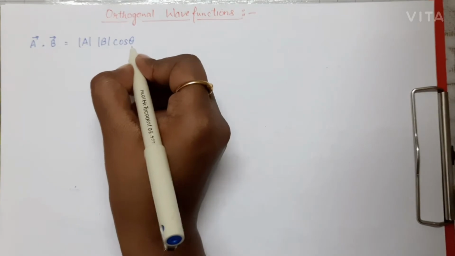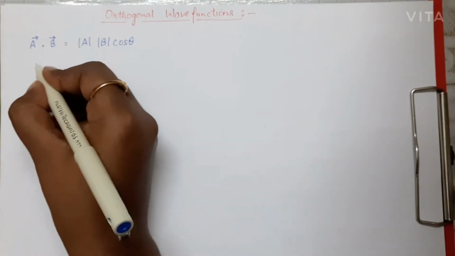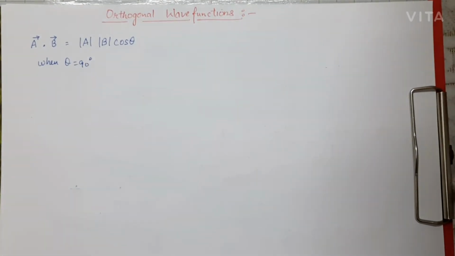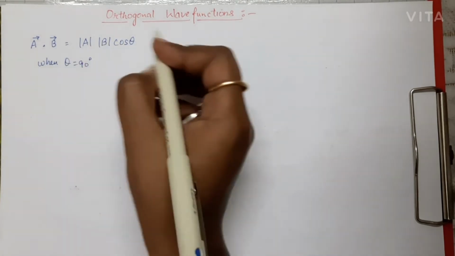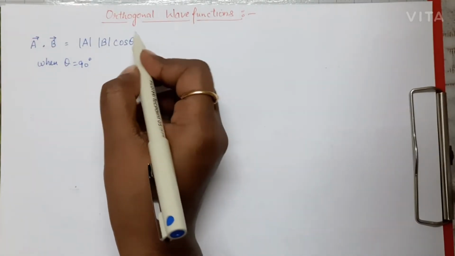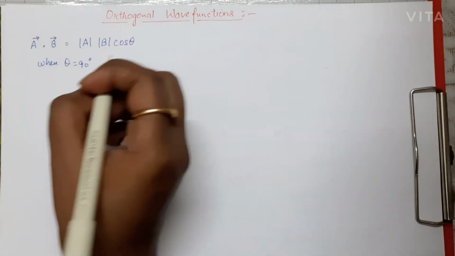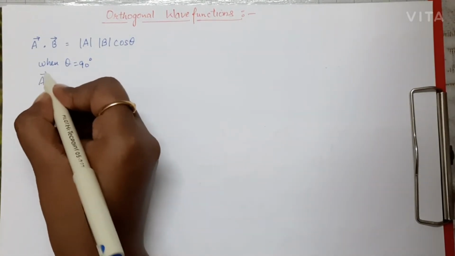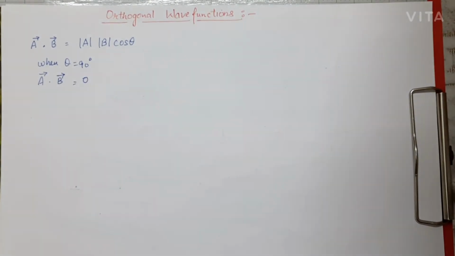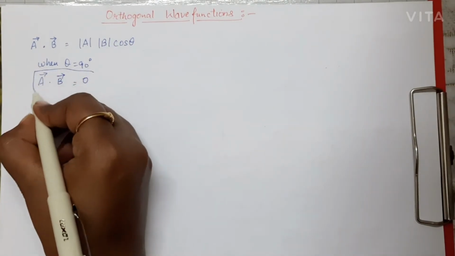So when theta is equal to 90 degrees, we have discussed in the first video of quantum the values of sine and cos theta. From there you would remember that cos of 90 degrees is equal to 0, right? So when theta equals 90 degrees, cos 90 becomes 0. So in that case, the dot product of these two vectors comes out to be 0. So this is the condition for orthogonality of two vectors.